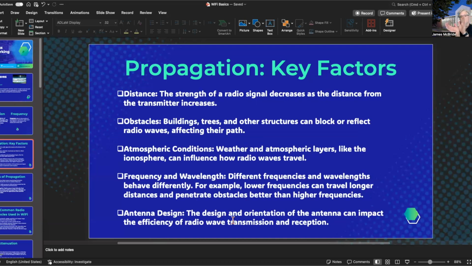There's antennas that are dishes, right? And they focus the beam to a certain place. And then there's antennas that are just poles, and it just shoots the signal out around it. That antenna design affects how far it can go, or the propagation of it.